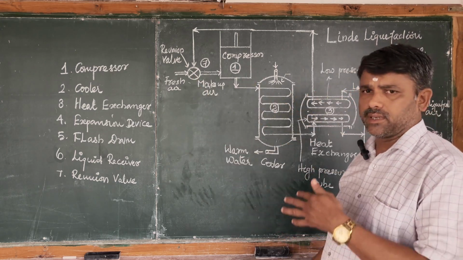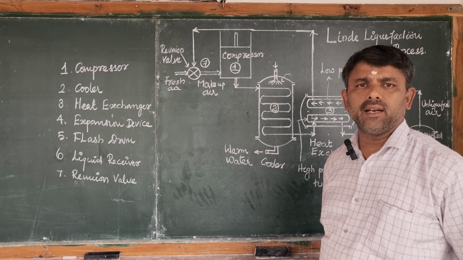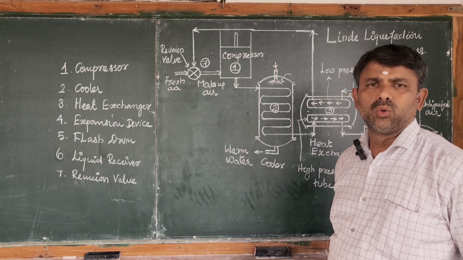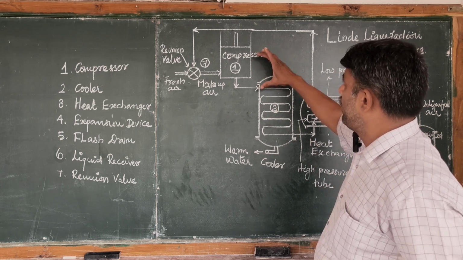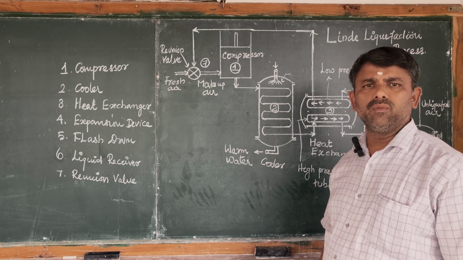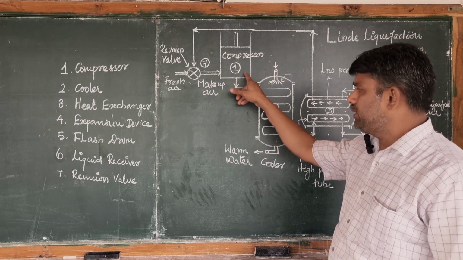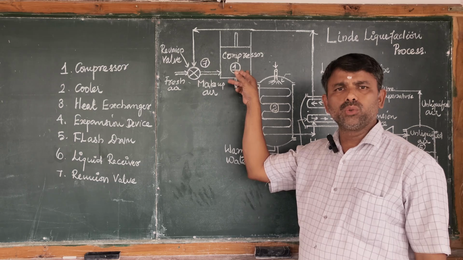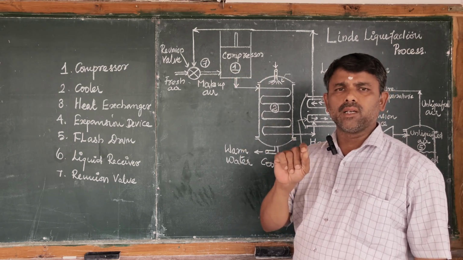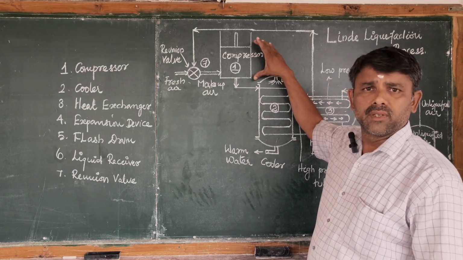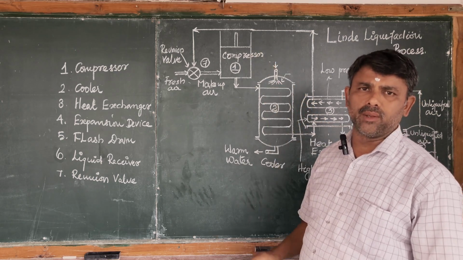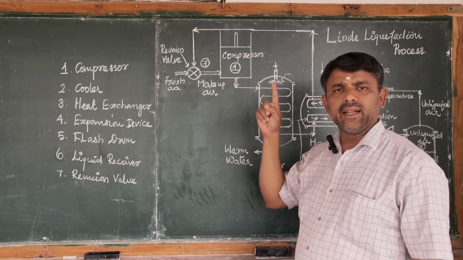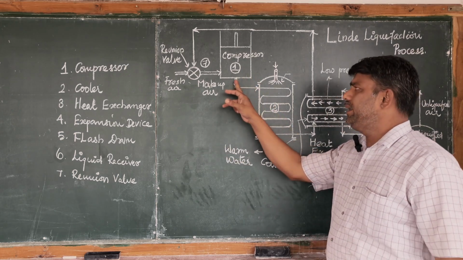Number 1, the compressor. The compressor is used to compress the air to about 200 atmospheric pressure by decreasing its volume, which in turn increases its temperature to a great extent, drastically. Clear?